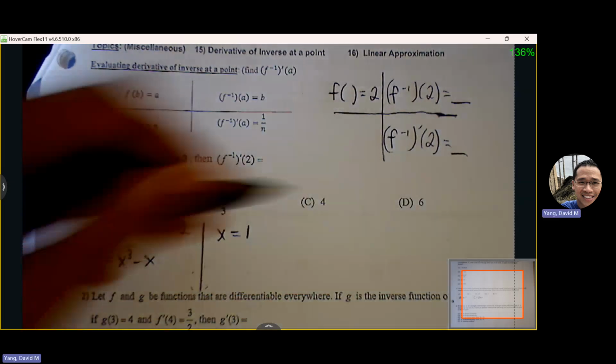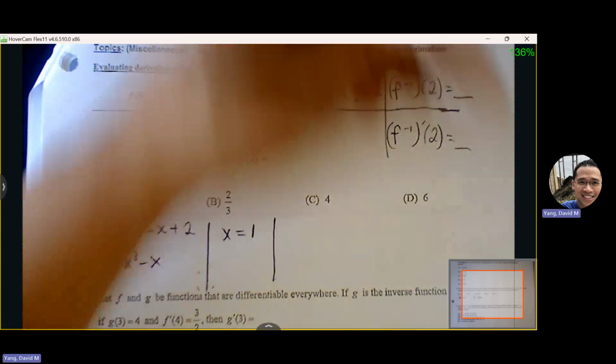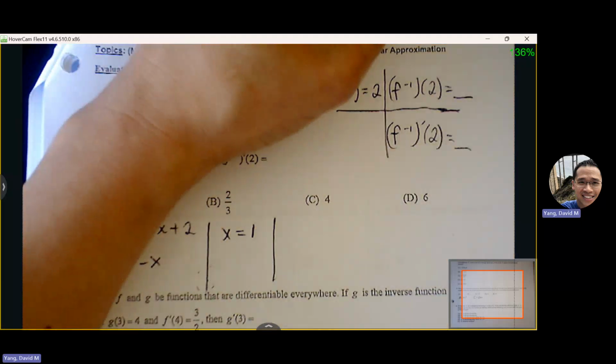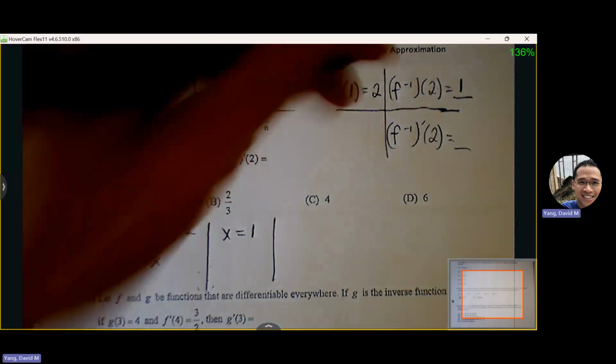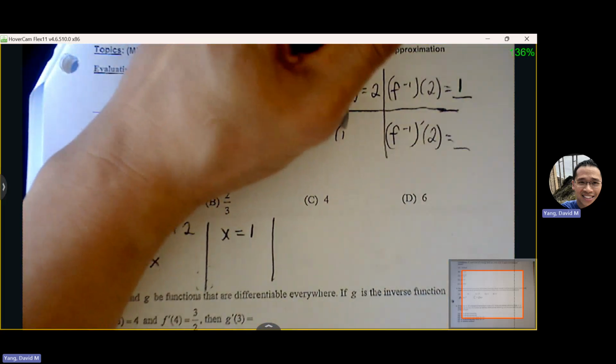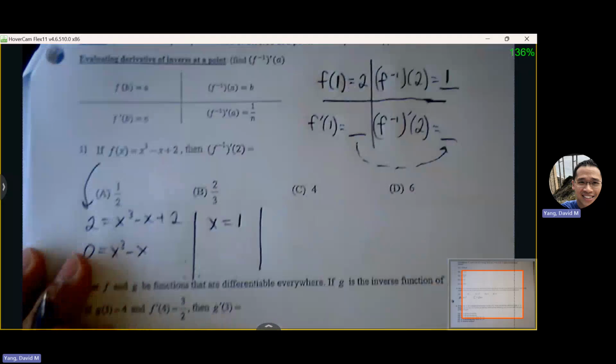I think here we'll try 0 later, but I think both could work. So if I plug 1 in, I know my order pair is (1, 2) and (2, 1). So if I can find f prime of 1, then we know that number will lead me to the answer that I'm looking for.